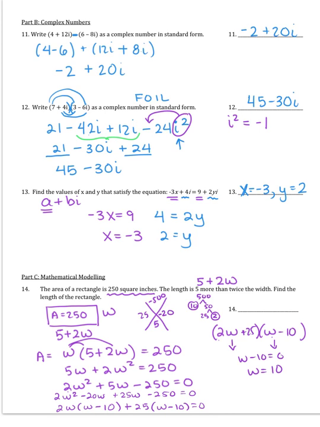So my width is going to be 10, but the question asks for the length, which is 5 plus 2w. So 5 plus 2 times 10 is going to be 25.